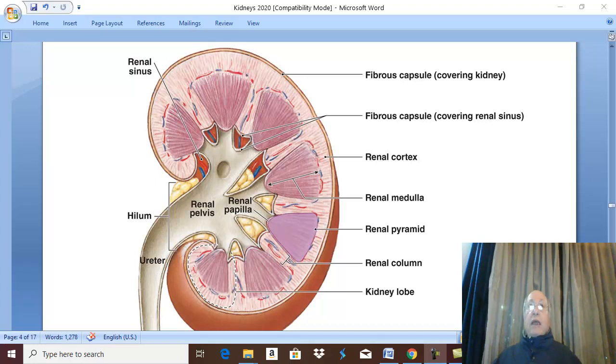Applied and surgical and clinical anatomy of the kidney. Renal stone. All urinary stones are very common, especially renal stones. Renal stones occur in the calyces.